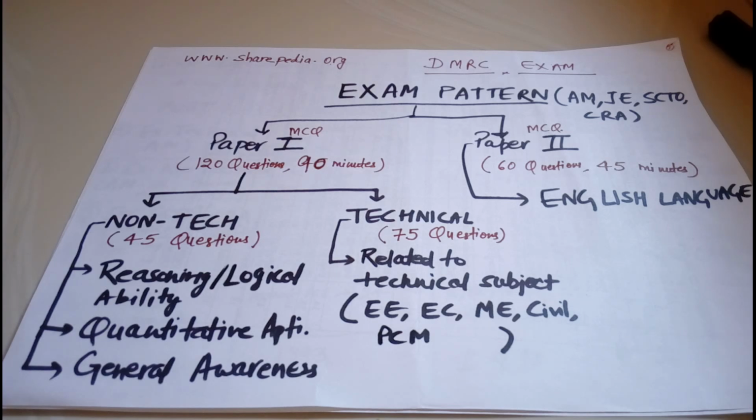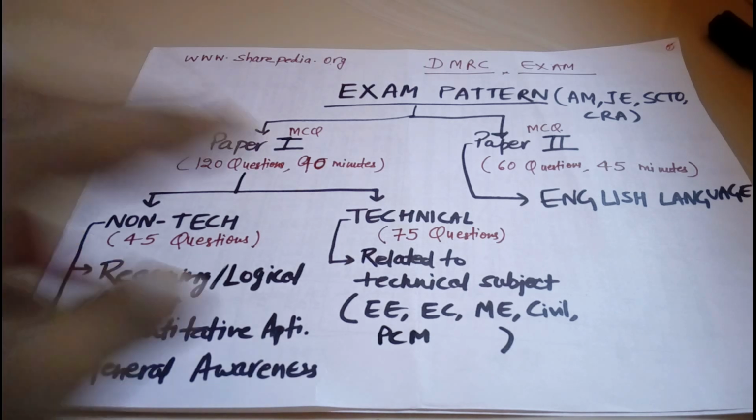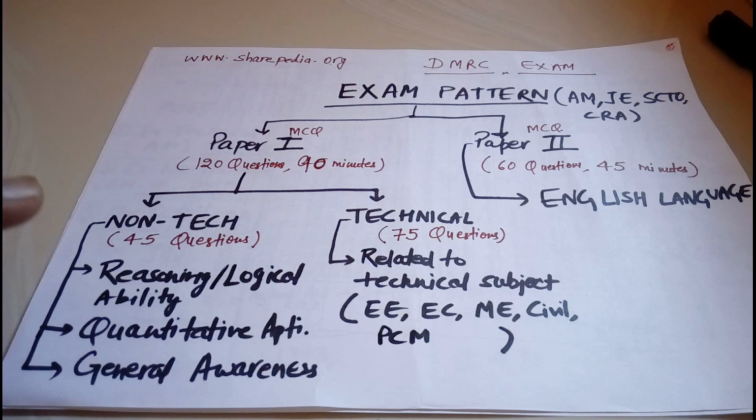I will talk about paper 1. Paper 1 basically consists of 45 questions of non-technical and 75 questions of technical. Technical is basically related to your subject. What is your technical subject? If you are from electrical engineering, then you will get questions from electrical engineering. If you are from electronics, then electronics questions will come. If you are from mechanical, then questions from mechanical engineering will come. Similarly, if you talk about SCTO, then the questions basically consist of physics, chemistry and mathematics.